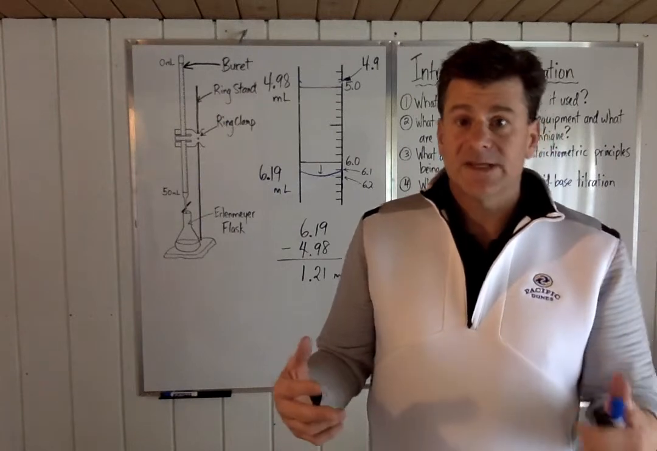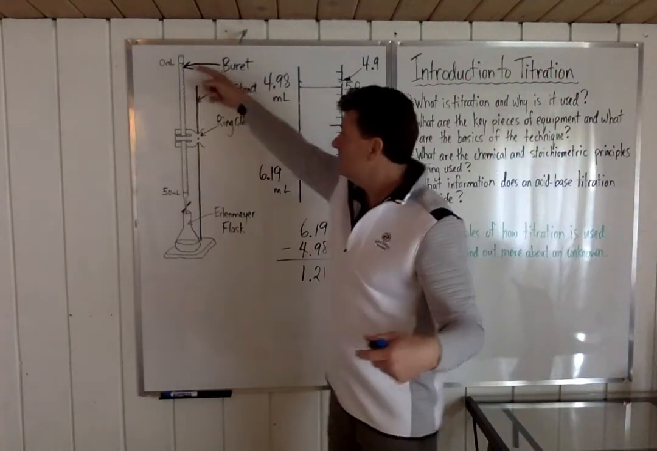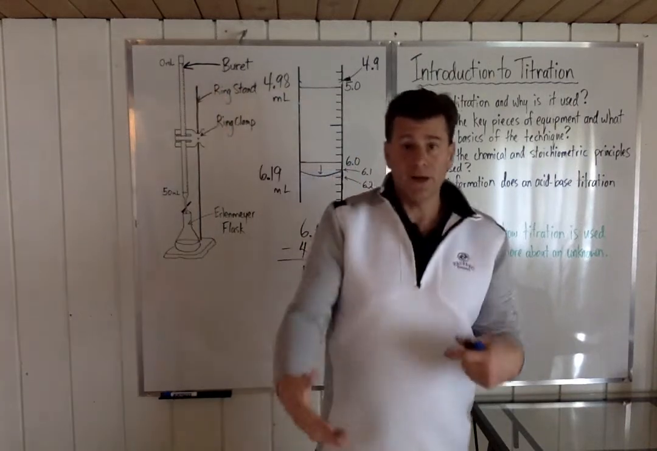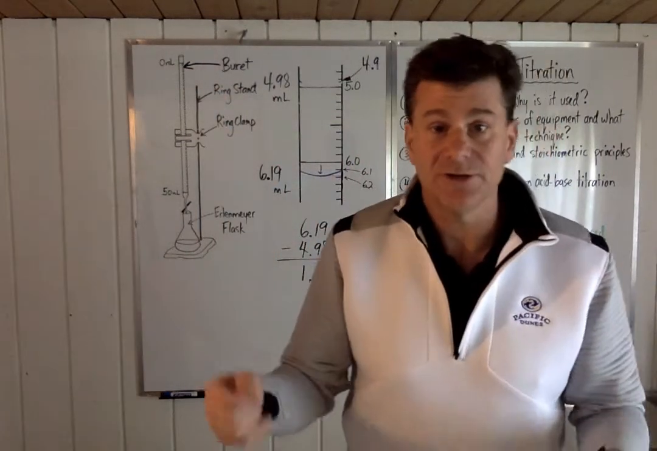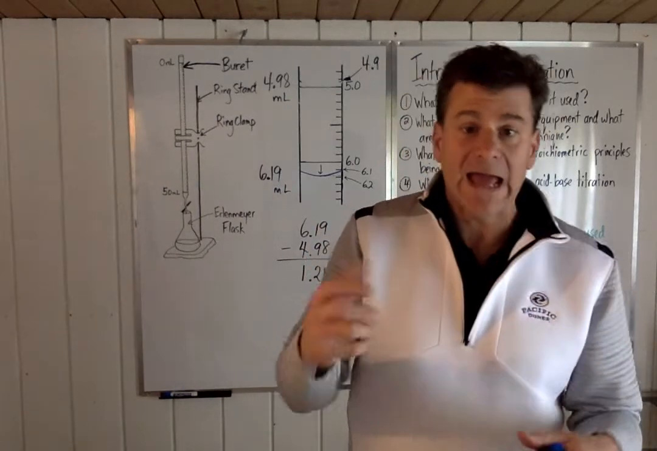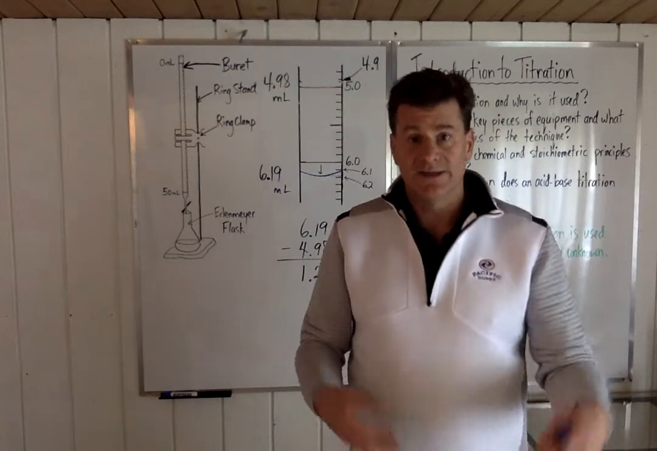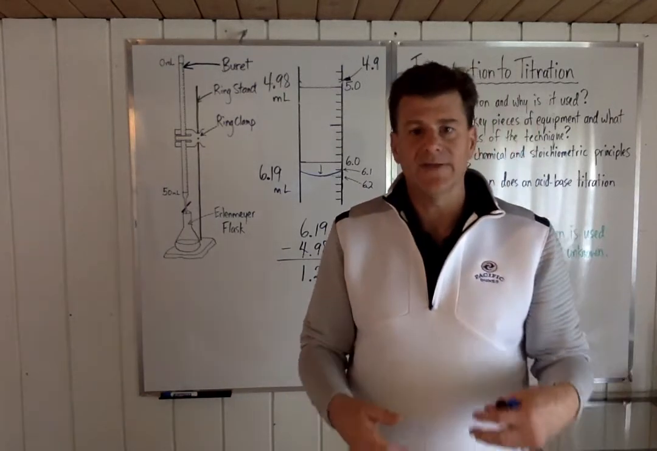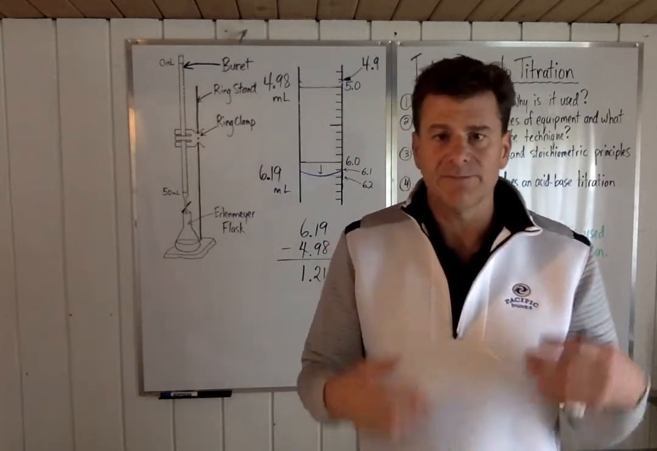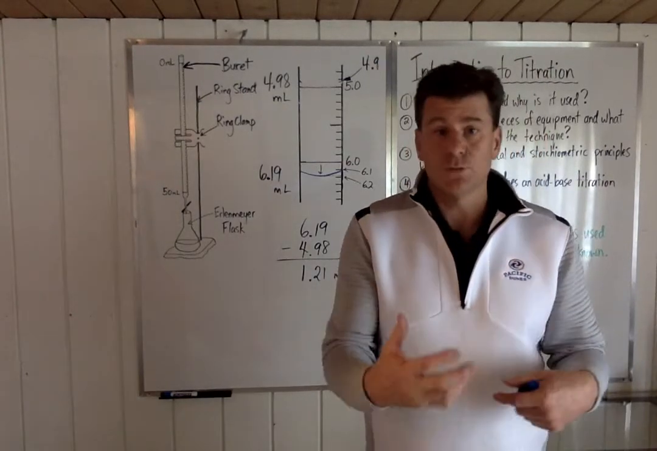Now, that's kind of the general principle. Sorry, you're going to add solution in. You're going to fill the tip. You're going to take an initial reading. Then you're going to add that solution down into the Erlenmeyer, into your unknown, until you stop. Okay, and the stopping is going to be indicated by whatever chemical indicator you have in there. And it's the visual clue.